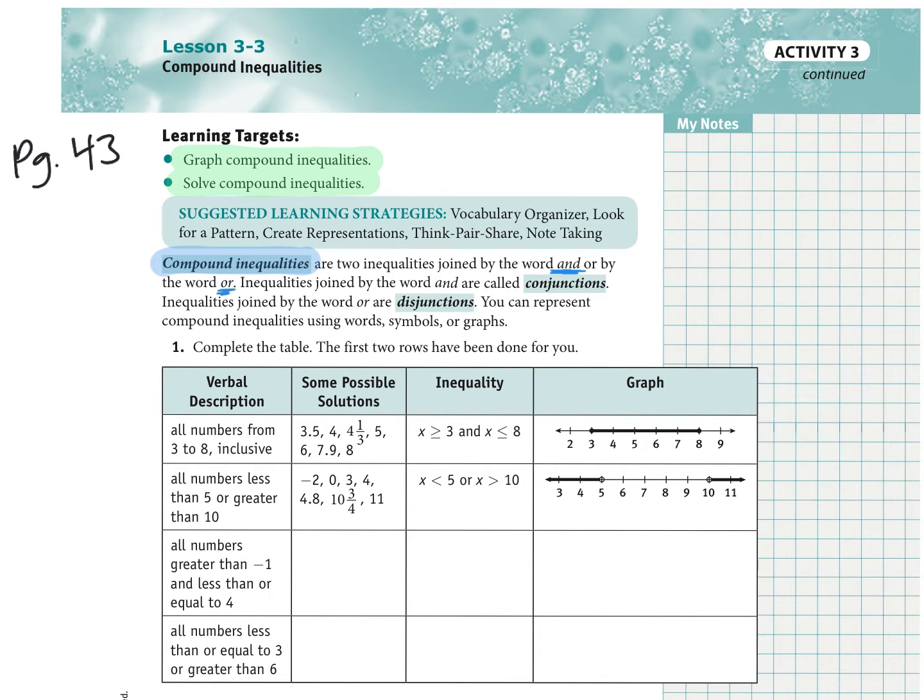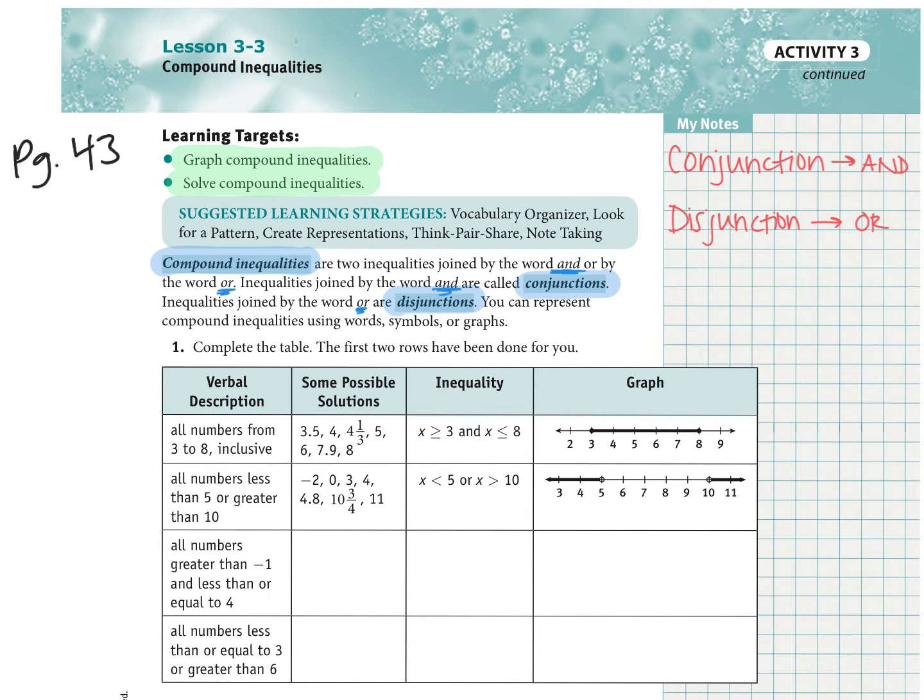If we continue reading on, we can see that inequalities joined by the word and are actually called conjunctions. Inequalities joined by the word or are disjunctions. And I'm going to write that in the margin to our right. So we're going to say conjunction has the word and, and we're going to say disjunction has the word or.